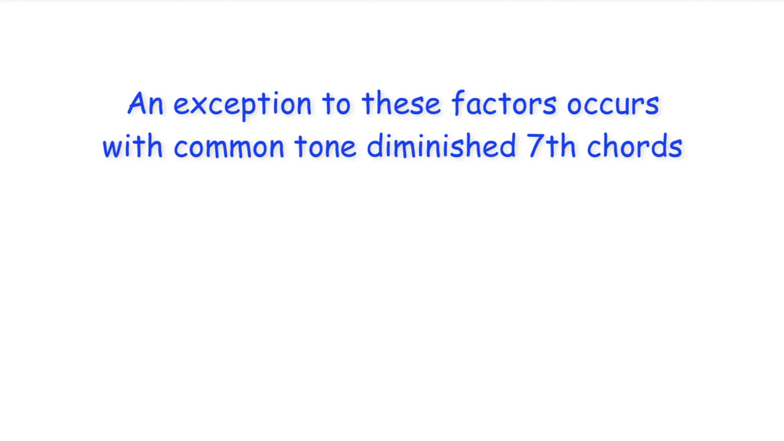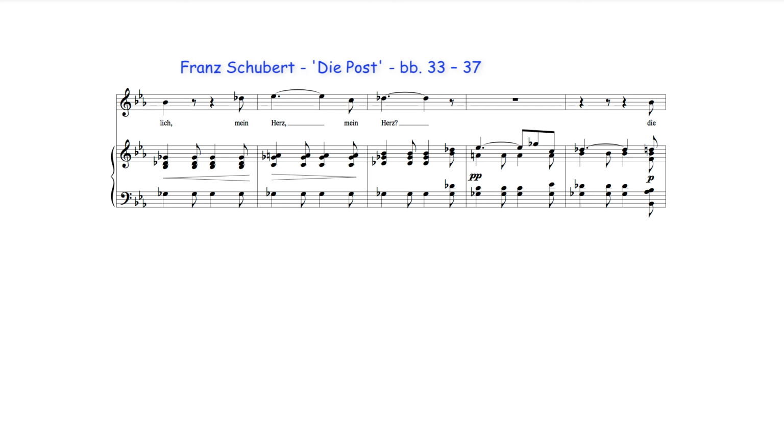An exception to these factors occurs with common tone diminished seventh chords. Here, for example, this diminished seventh chord stacked in minor thirds would have an A root note, suggesting resolution to either a B flat minor or major chord. In this instance, however, the diminished seventh chord is essentially a decoration of G flat major, the root note of which is the common tone.